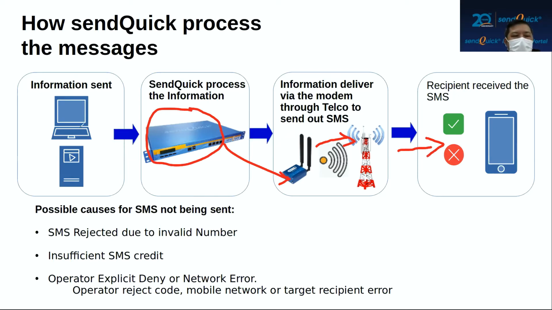Possible cause for the SMS not sending could be SMS rejected due to an invalid number. When the number is invalid, the message will be rejected by your telco, and this information will be sent to SendQuick. SendQuick will capture the log. From the unsent folder, you're able to see the error message.